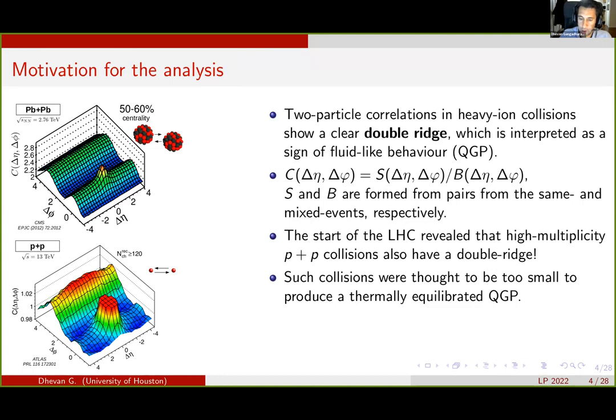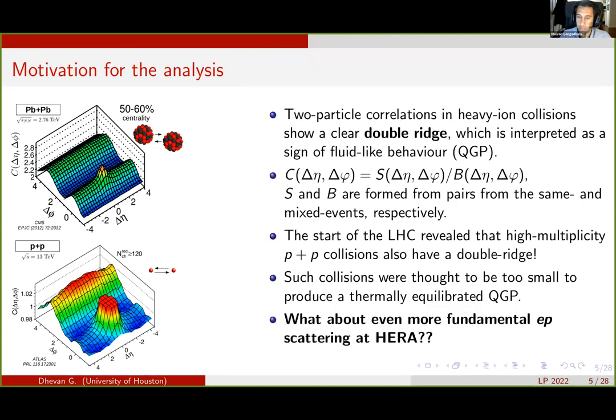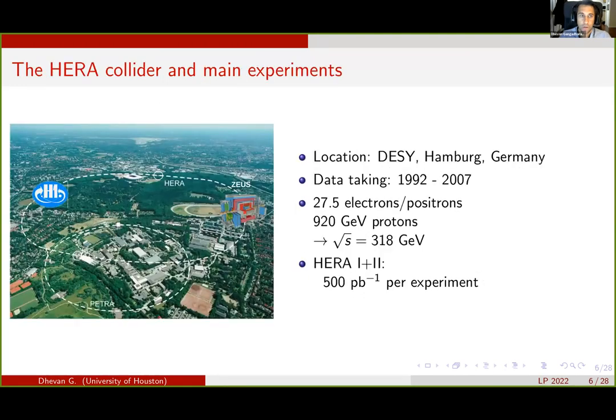So then the natural question is, of course, what about even more fundamental electron-proton scattering at HERA? Can we see it there too? Like, how far does this go? So this is the HERA Collider in Hamburg. It took data between 1992 and 2007.